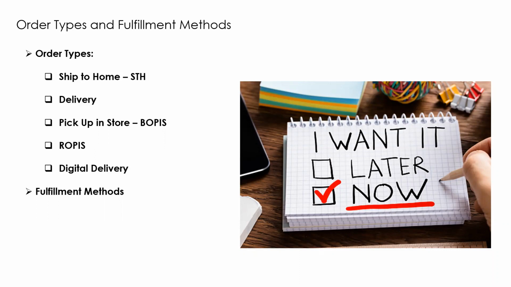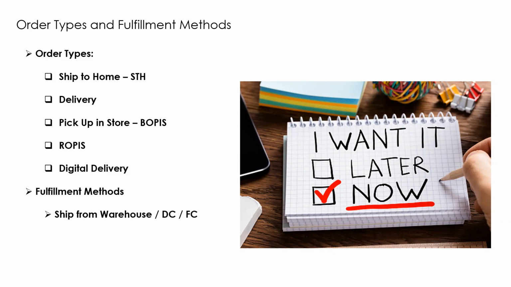Fulfillment methods, right? Sometimes people get confused with order types and fulfillment methods. Order types is what is the type of order, right? How are you going to deliver it? Whereas fulfillment method is how are you going to do that? From where are you going to source that item? Okay, that is a fulfillment method.